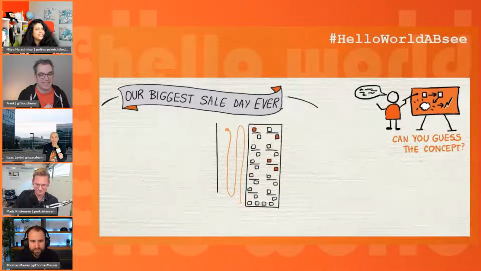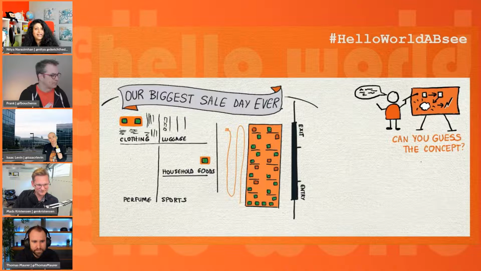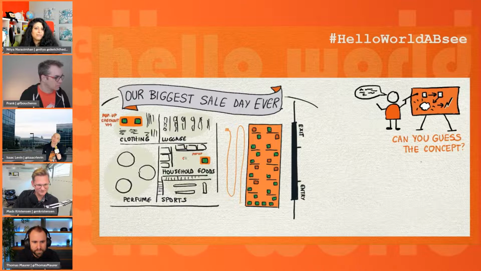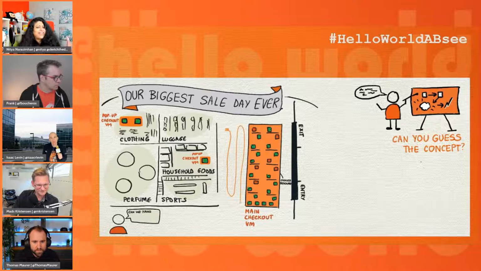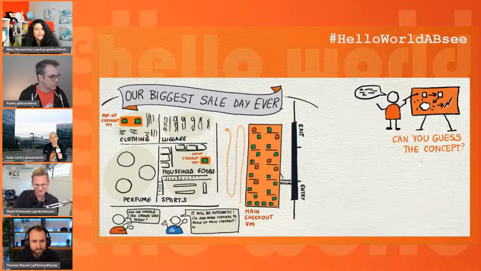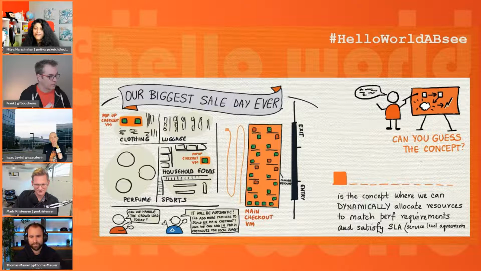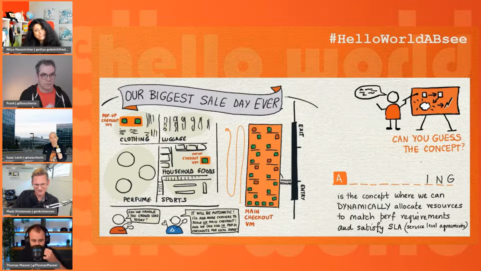Okay, so this one is a little more complicated, but I'll talk you through it. You have to guess the concept. What I'm trying to show there is like a department store, right? So there's like a Thanksgiving sale, and suddenly they're being overwhelmed, and they need a way to make sure that they can put as many checkouts as they need, horizontally or vertically. What concept would we be talking about where we can dynamically allocate resources to match your performance requirements? This should be easy. I'm guessing auto scaling.